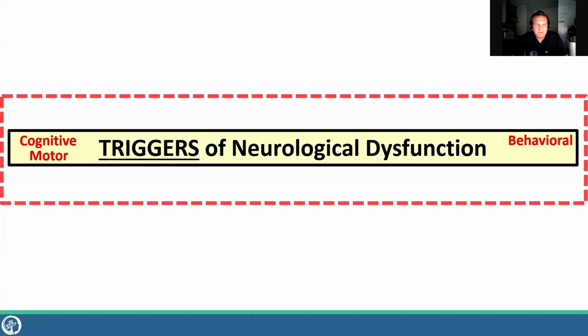Motor dysfunctions run rampant. That might include weakness, someone's inability to stand long term. Maybe that's a muscle function issue. That might correlate with motor dysfunction.